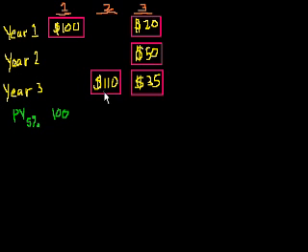The $110 in 2 years, we got that by doing 110 divided by 1.05 squared. You divide by 1.05 there, and then you divide by 1.05 again. And we got $99.77. I don't want to run out of too much space. I could have probably done this whole thing a little bit bigger.